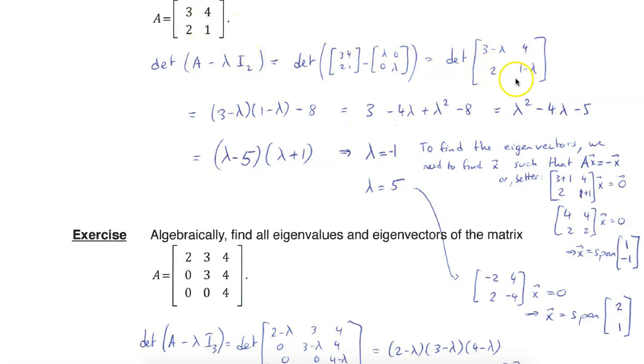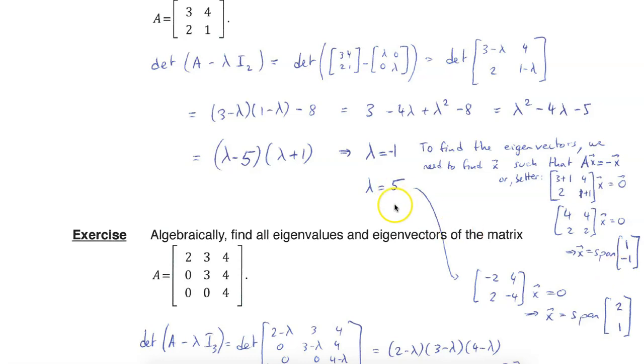So we want to find this times x equals 0. And that means for the matrix 4, 2, 4, 2 times x equals 0. And just by looking at it, we can see that any vector of the form k times (1, negative 1) is going to fit the bill. So v, or x, (1, negative 1) is an eigenvector, and any multiple of (1, negative 1) is an eigenvector.